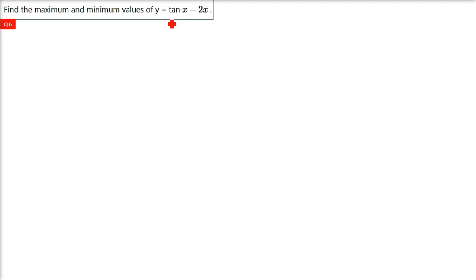Writing. Find the maximum and minimum value of y equal to tan x minus 2x. f dash x we are going to find out. Derivative of tan x is sec square x, minus 2x, so minus 2. And then second step is f dash x should be equal to 0. Let us place it as 0. So sec square x will be equal to 2.